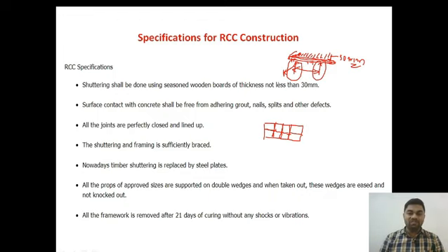All the props of approved sizes are supported on double wedges, and when taken out, these wedges are eased and not knocked out. Suppose there is a slab. For the slab we are placing the formwork, and this has to be supported by wedges at the bottom, or else by props, sometimes steel girders. So, when removing, we first ease the formwork off gently. We should not suddenly knock out the wedges.